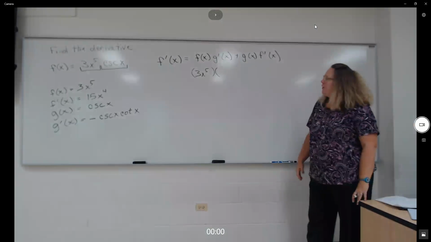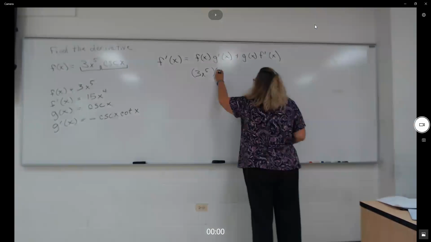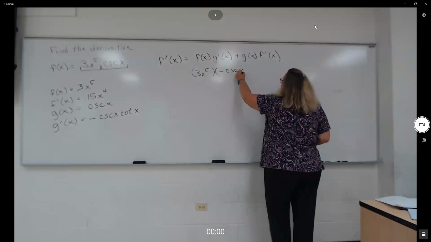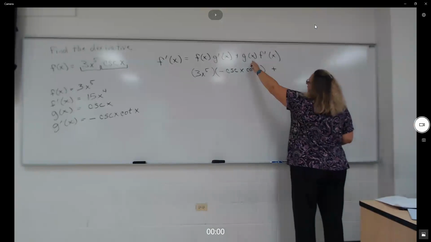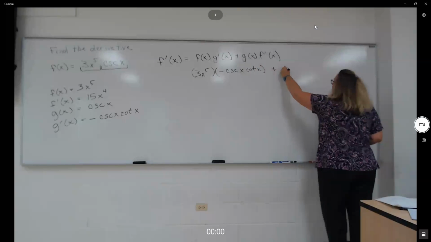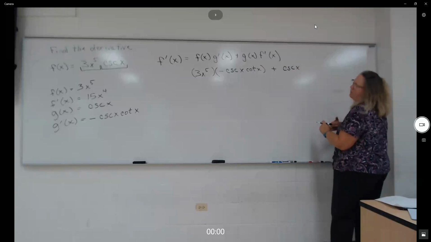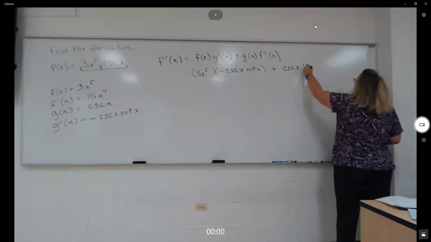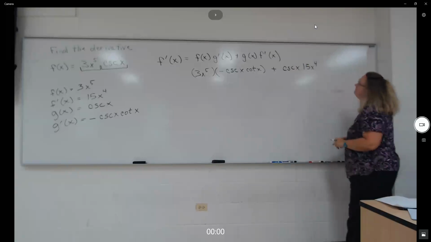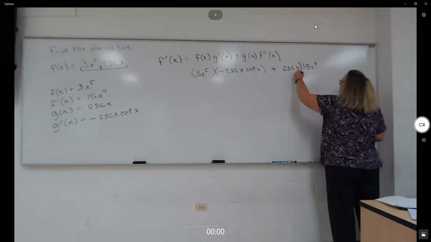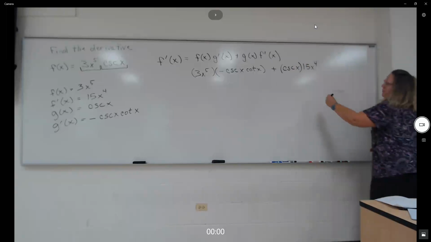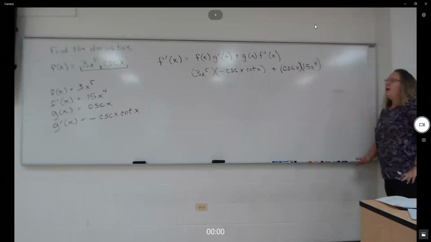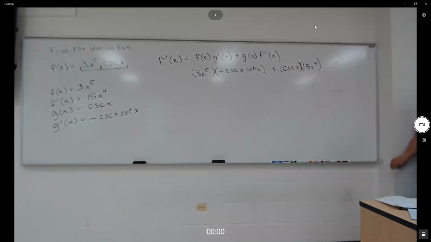So just be careful. Otherwise we can just go down there: negative cosecant cotangent, plus, and then g of x is cosecant, and the derivative is that 15x cubed. Here we want maybe parentheses to make sure we know where the cosecant stops. And again, we could factor out a 3, we could factor out an x to the 4th, but it's not going to get us anywhere, so that doesn't matter.